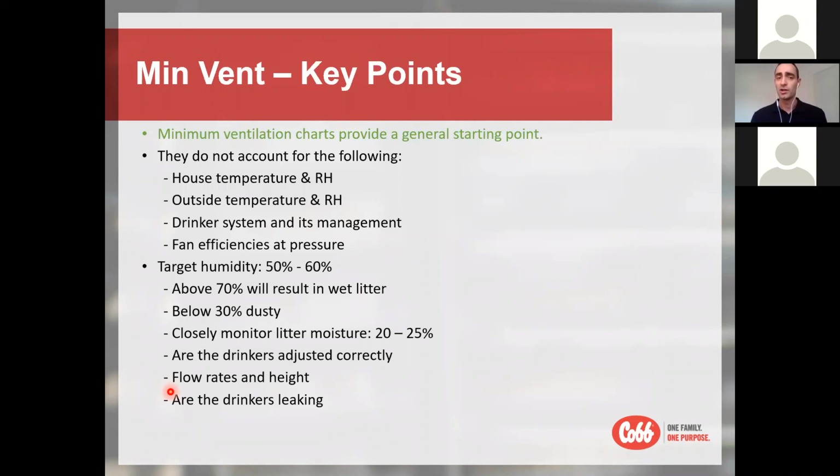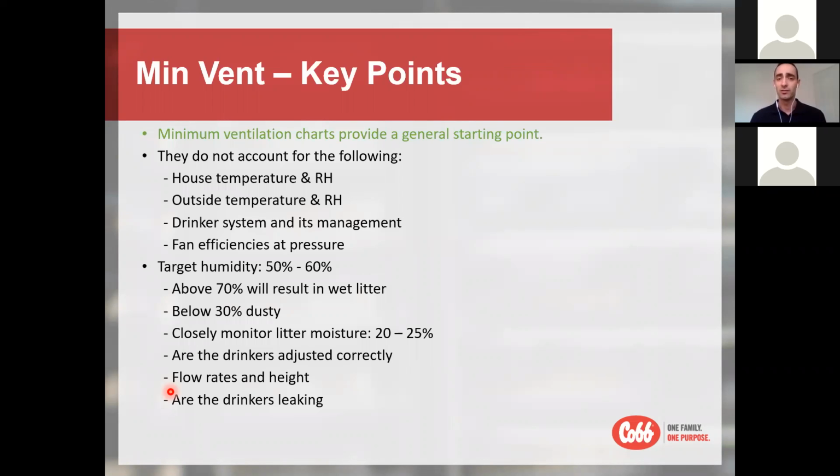So you want to target a humidity in your house of between 50 and 60 would be ideal. If you're consistently having over 70% relative humidity, then that's going to eventually get wet litter in your house. And you don't want it to be too dry either, so you don't want it to be constantly less than 30%, because then you're going to get some very dusty dry litter, and that can also be detrimental to the birds. So you closely monitor your litter moisture.